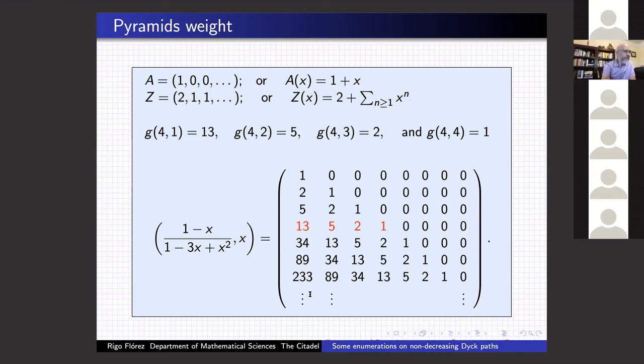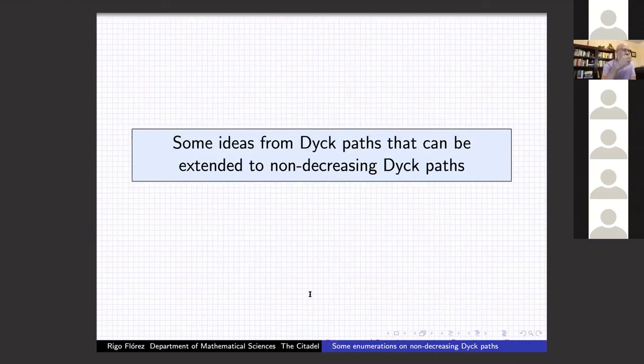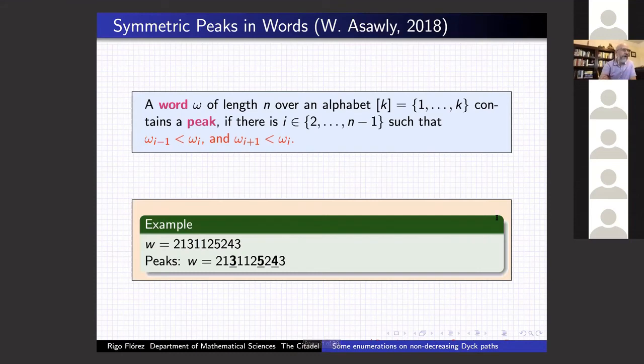I'm not going to spend too much time on this. So we were looking for more ideas to work on non-decreasing Dyck paths, and in searching for more ideas, we read a paper of Solly. It's actually not a paper, it's a thesis, from 2018.